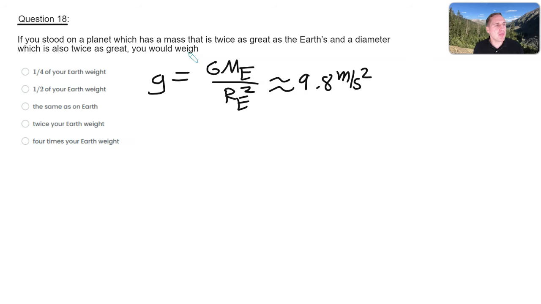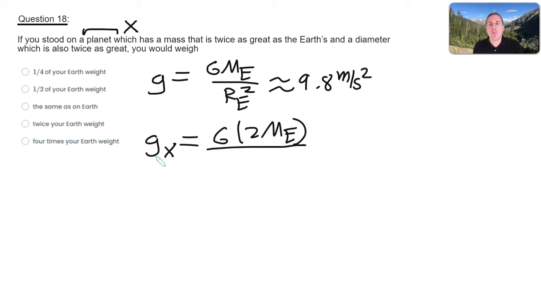Now let's talk about this new planet. Let's call it planet X. So what's the g for planet X? First of all, it's twice as massive. So we go g, 2 times Earth's mass. But listen to this. It has a diameter that's twice as great. But 2 times the diameter means 2 times the radius, because the radius is just half the diameter. So I think that this is going to be 2 Earth radii squared down here.